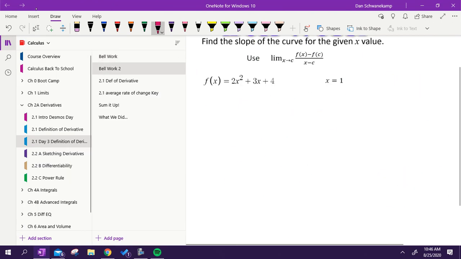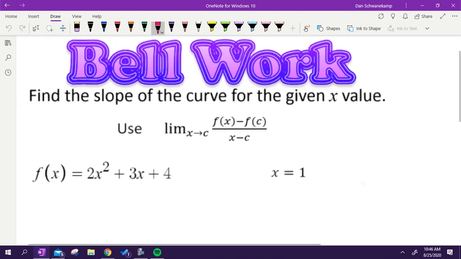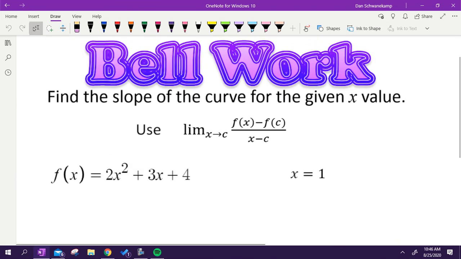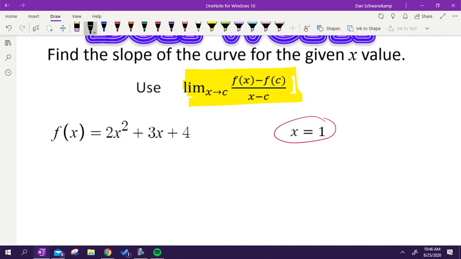Keep your bell work out. Let's do it again. Okay? So, here's the same problem. It looks like the very same thing. f of x is 2x squared plus 3x plus 4. We're finding the slope of the curve at x equals 1. The difference here is I want you to use the other method. The limit as x approaches c. All right, so let's start that thing off. We're finding the limit as x approaches c.